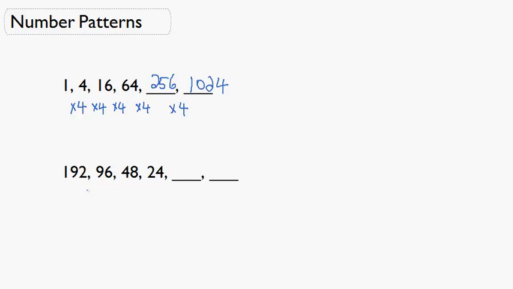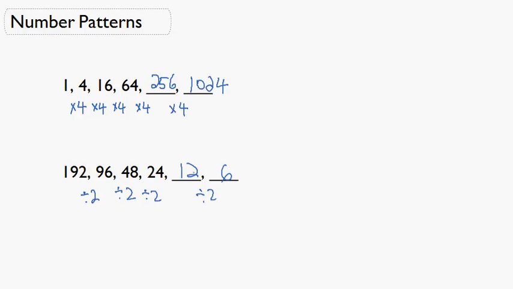So basically then the pattern comes down to you're dividing by 2 each time, because 192 divided by 2 is 96, 96 divided by 2 is 48, and 48 divided by 2 is 24, so 24 divided by 2 is 12, and 12 divided by 2 is 6.